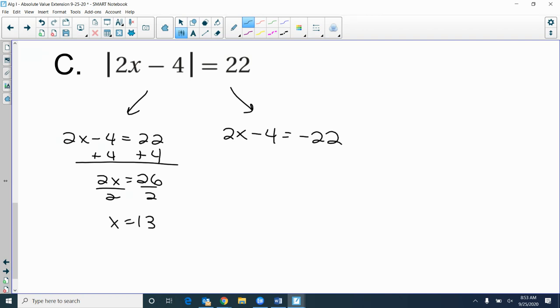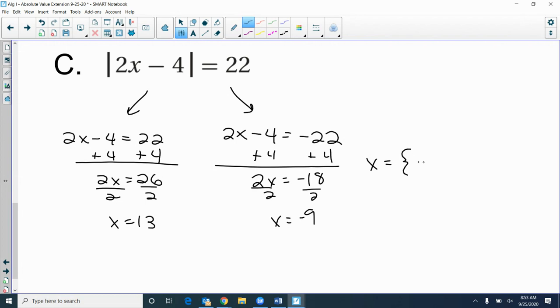I get 13. Now for the other one, add 4 again. I get 2x equals negative 22 plus 4, which is negative 18. Divide by 2, I get x equals negative 9. So I get negative 9 comma 13. Those are my two answers. Does it matter which one you put first? No, I'm not going to be too particular, but normally you list it from smallest to largest.